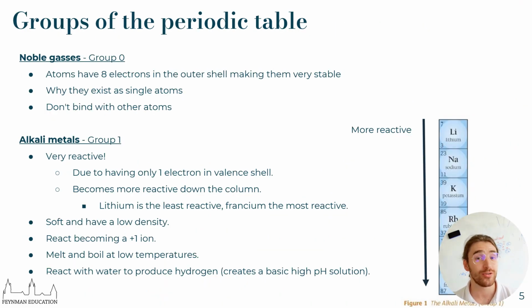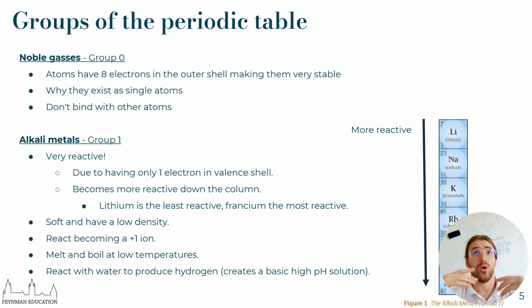Looking at the groups in the periodic table, we're going to be looking at 3 of them, and they're quite extreme to one another. Firstly, we have the noble gases. Noble gases are in group 0 or group 8. They have 8 electrons in their outer energy level. They're very stable. They can exist on their own, so you can have one neon atom, let's say.